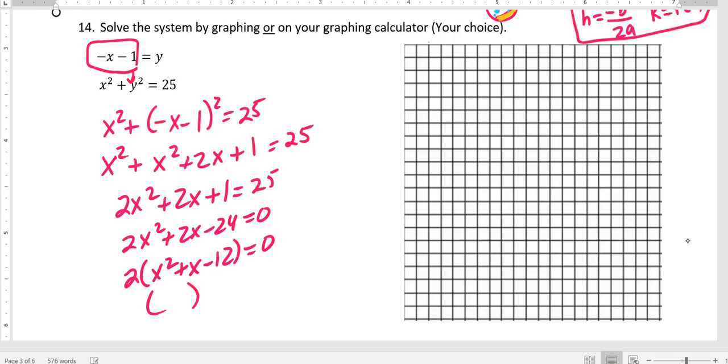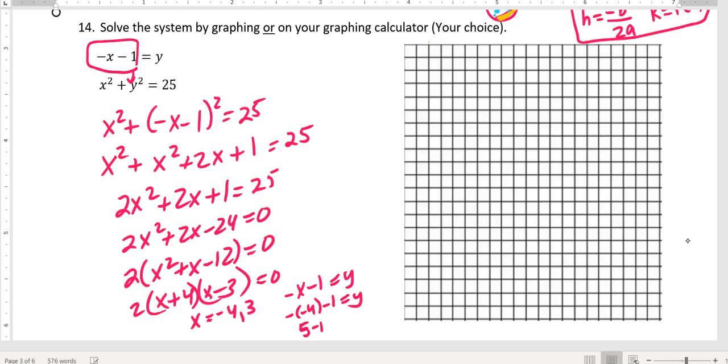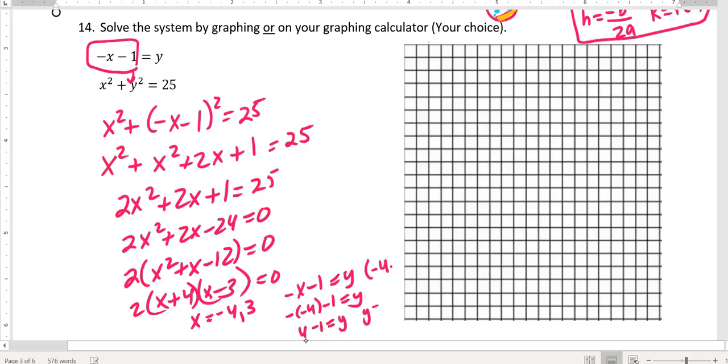And then I'm going to use the zero factor property. And I'll get my solution. It's negative 4 and 3. Now, this is only the x coordinates. Now I need to put them back in for the y's. So I know negative x minus 1 is equal to y. So if I put in a negative 4, I'm going to get 5 minus 1. So y is equal to 4. So that one's going to be negative 4. Oh, silly me. That should be a 4. 4 minus 1 is 3. That looks better.